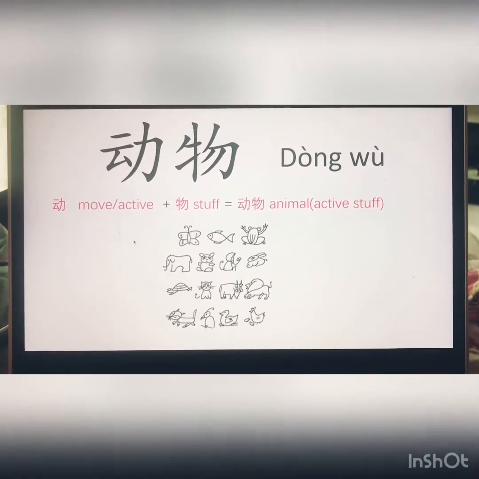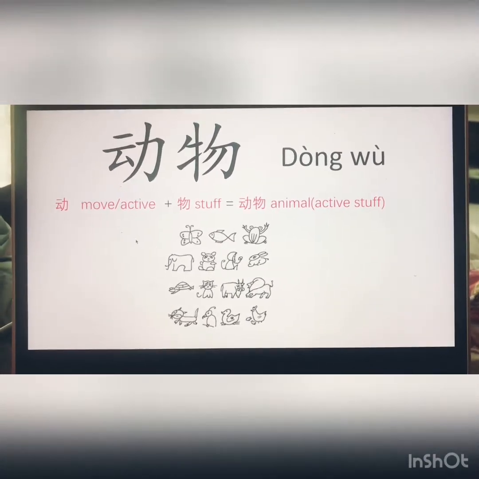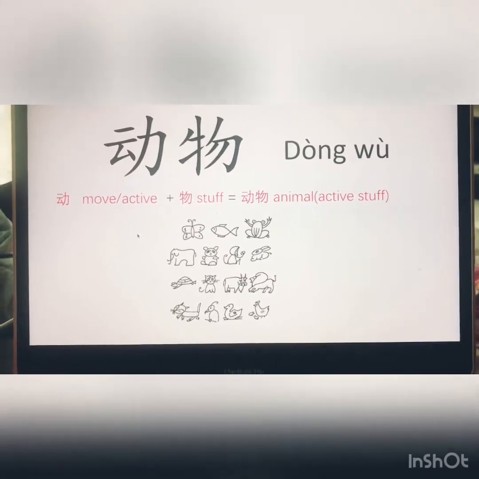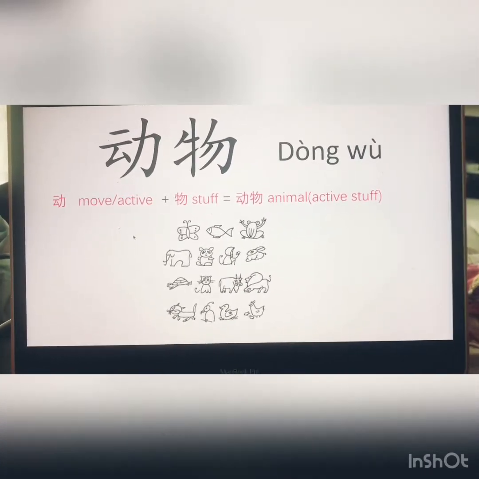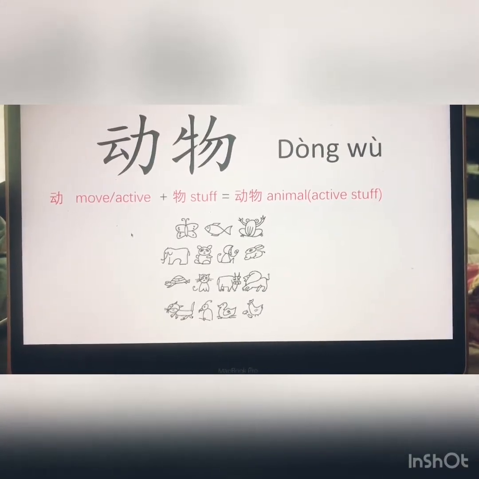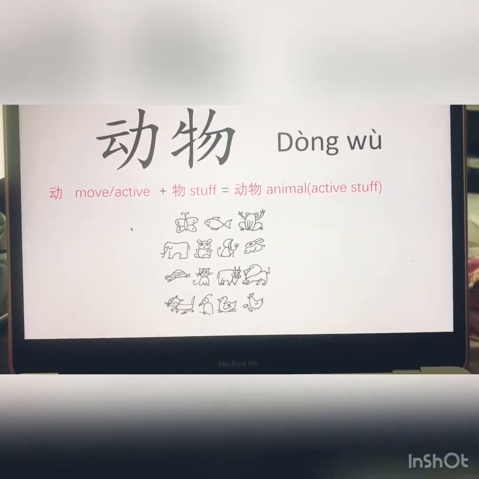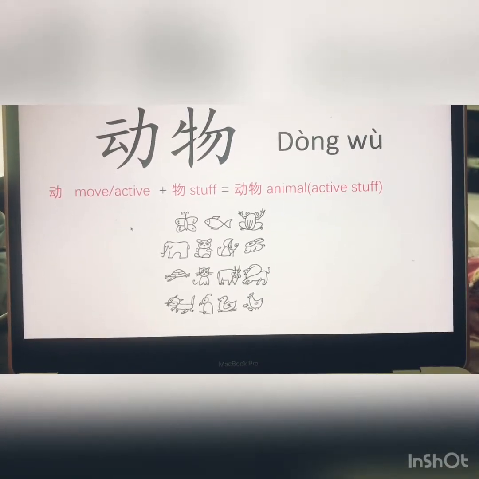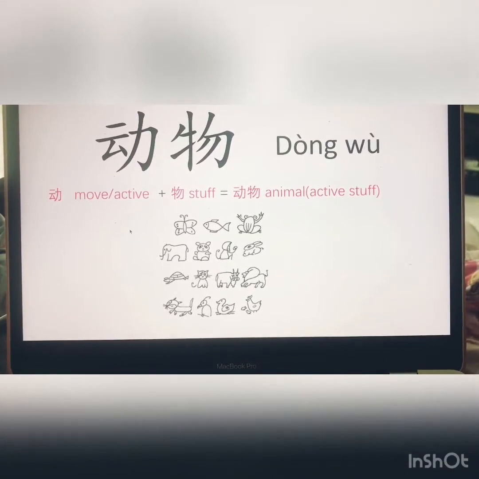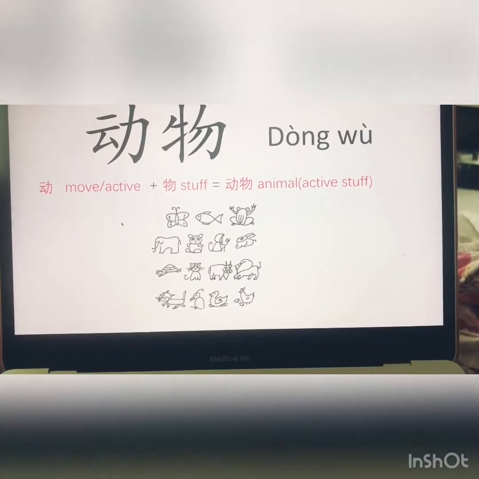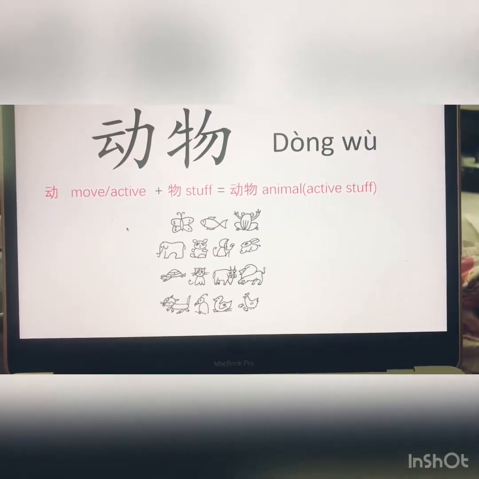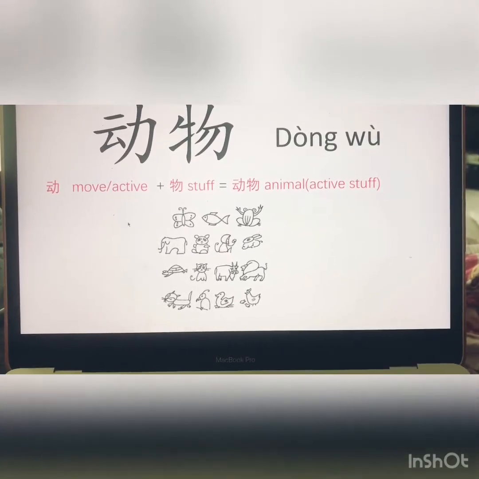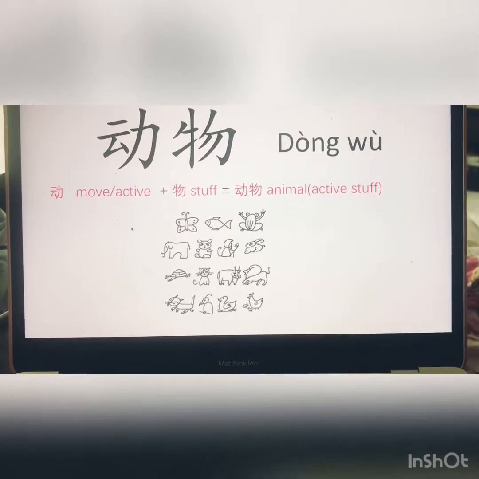Okay, first one is 动物. 动物 is animal. So the 动 here means move or active. For example, if you can remember 动 like 运动, it means sport. 动作 means active, action. Okay, so 物 here means stuff. So the movement stuff, active stuff, which means an animal. Because an animal can move, right? Otherwise it cannot be an animal, it will die. Okay, so 动物 is here.